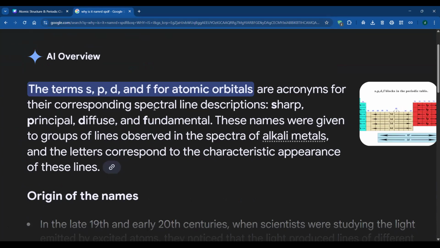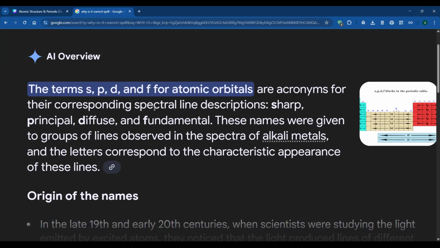Can you read that out for me? The terms S, P, D, and F for atomic orbitals are acronyms for their corresponding spectral line descriptions: sharp, principal, diffuse, and fundamental. These names were given to groups of lines observed in the spectra of alkali metals, and the letters correspond to the characteristic appearance of these lines. Good.